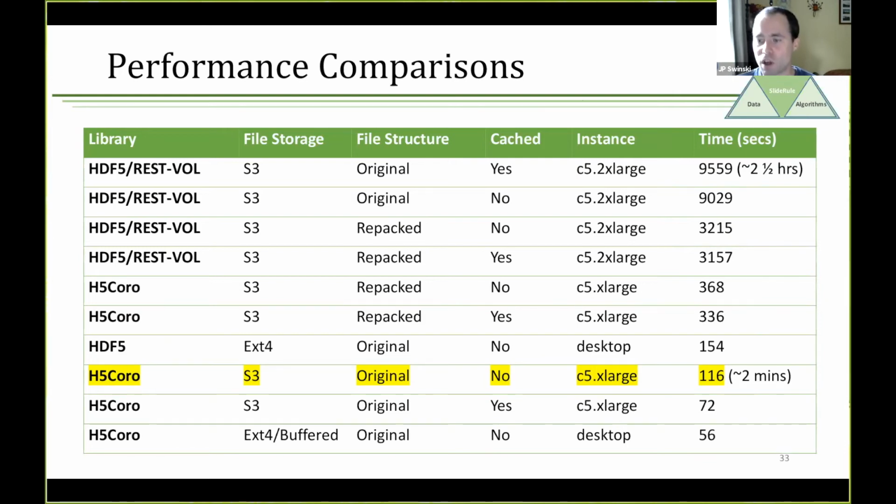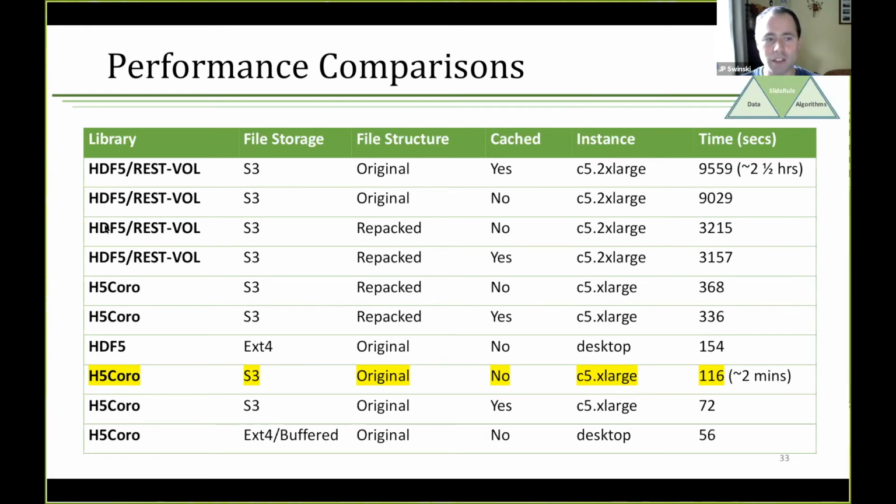So the smaller the number, the better. The shorter amount of time it takes, the better. The longest run was the HDF5 with the REST file, reading in S3 with the original ICESat-2 data. In our test of 66 granules, processing 66 granules, it took about 9,500 seconds, or just over 2.5 hours, to read that data out of S3 and process it.